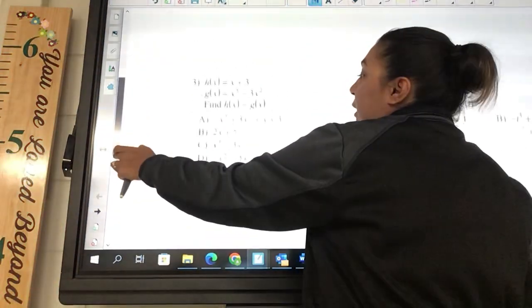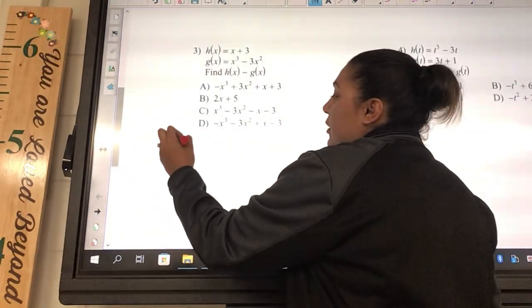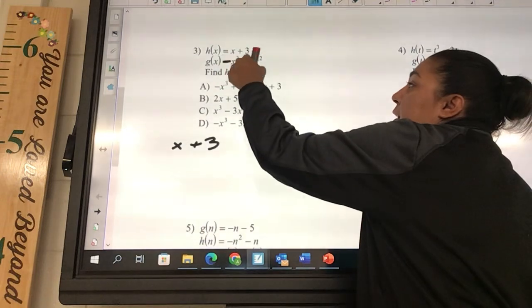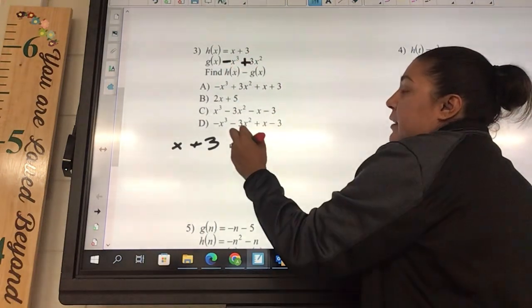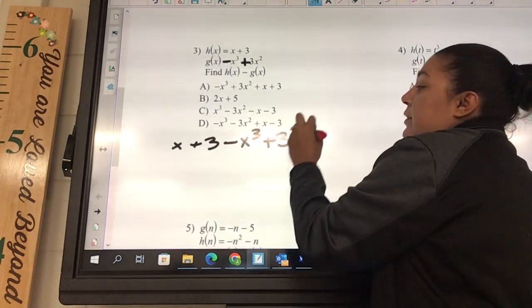Okay, 3. Because it says g of x is to the minus, we got to change all the signs. So it's going to be x plus 3. And then we do minus and then plus. You got to flip all the signs in the second one. So negative x3 plus 3x2.